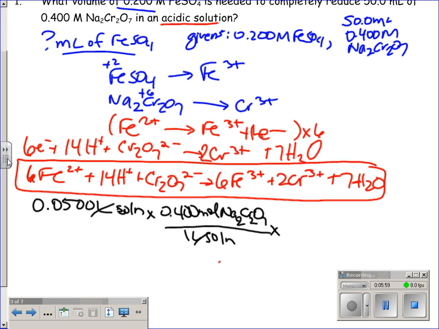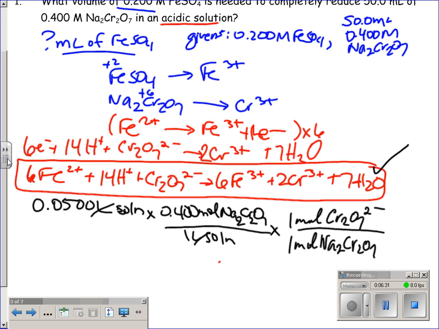What do you guys want to do now? Go from moles of that to moles of just Cr2O7. Okay, so we're going to start isolating the individual ions that are present in our BCE. So per sodium dichromate, how many dichromates are there? 1. So this is easy. 1 mole of sodium dichromate for every 1 mole of dichromate.